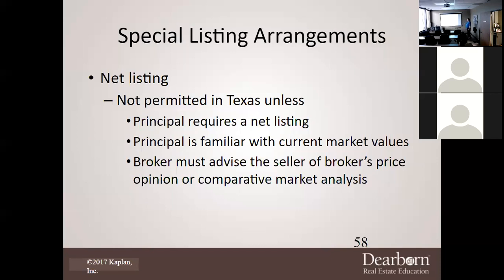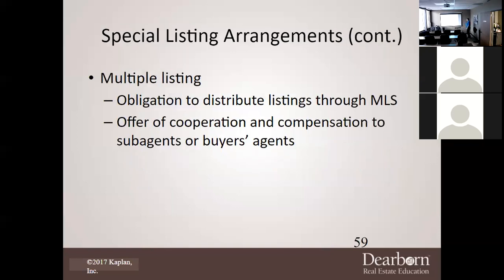The principal is also familiar with the current market values, and the broker must advise the seller of the broker's price opinion or a comparative market analysis. Now, if you notice there, what's that word right there say, Stephen? That one. Broker. So in a net listing, the broker actually has to do the CMA, not the sales agent. Okay? Because the broker has to be involved in the net listing.